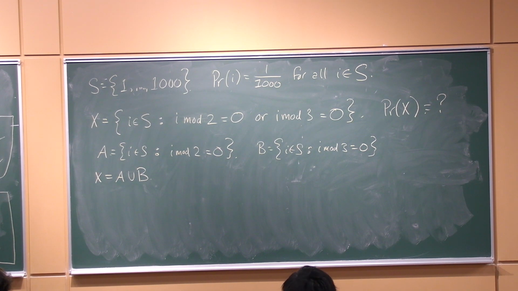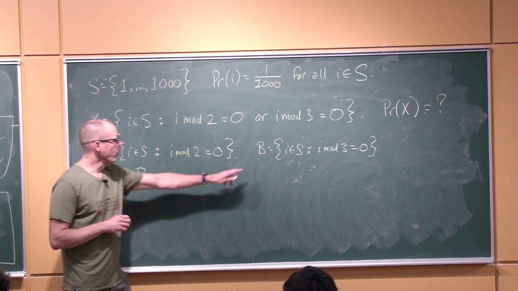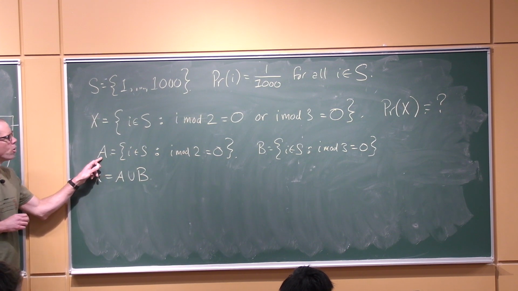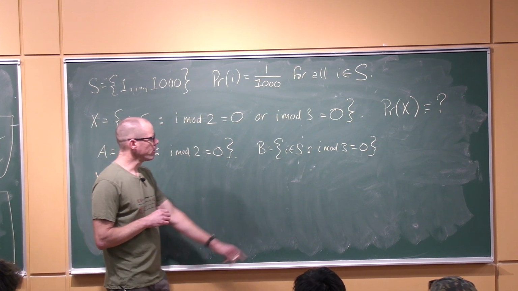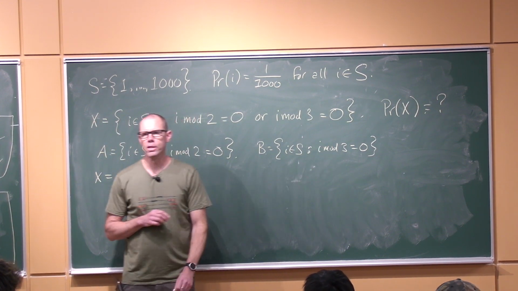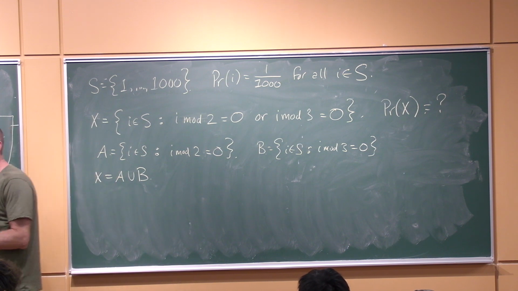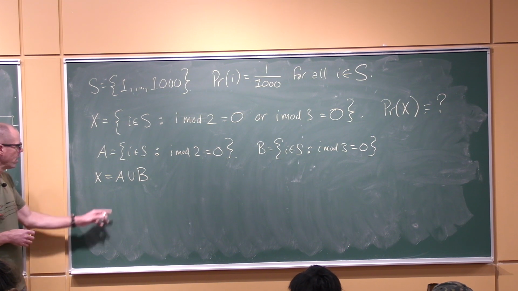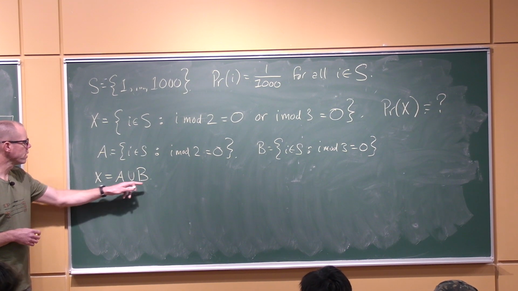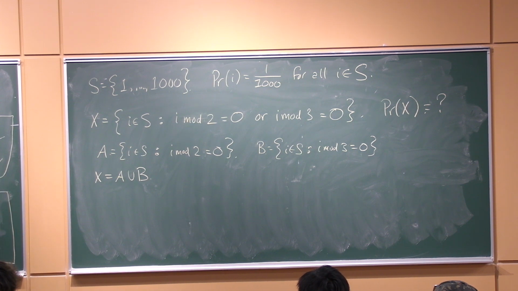Now the sets A and B are unfortunately not disjoint, because some integers are divisible by 2 and also divisible by 3. For example, 6, 12. Those are divisible by both of those things. So these are not disjoint sets. So we can't just use the sum rule, which means we have to use the principle of inclusion-exclusion.